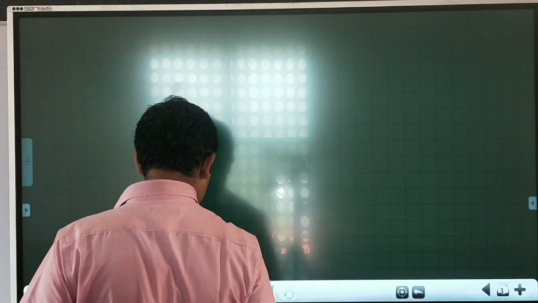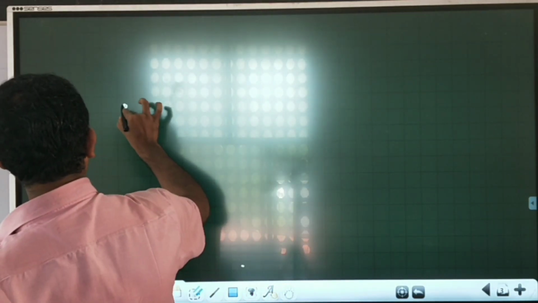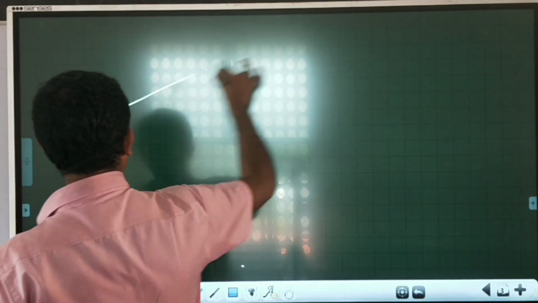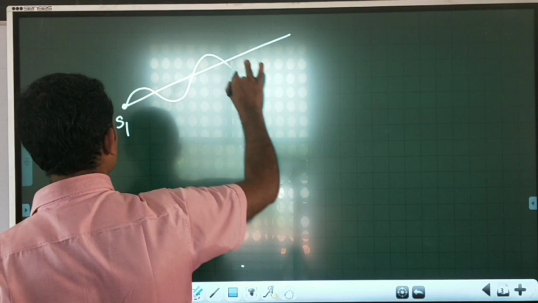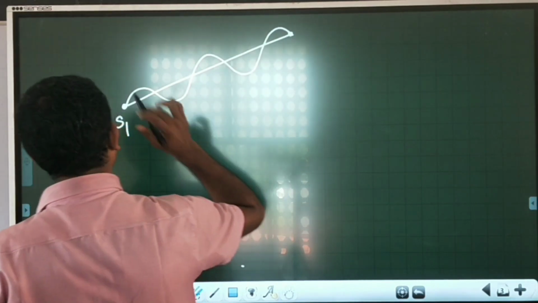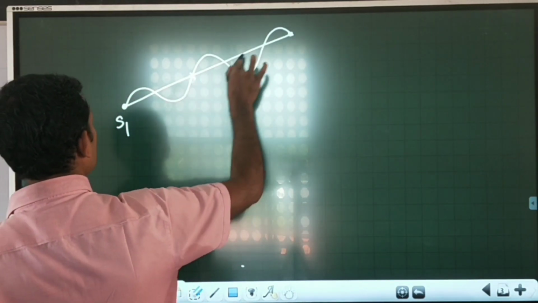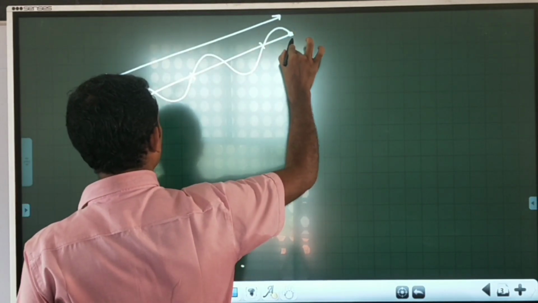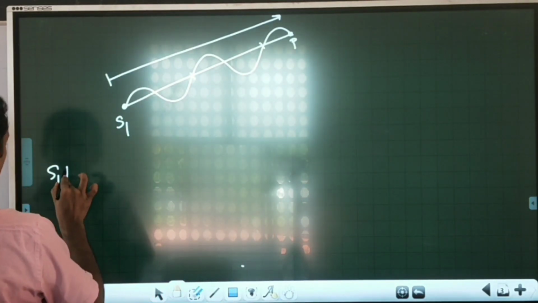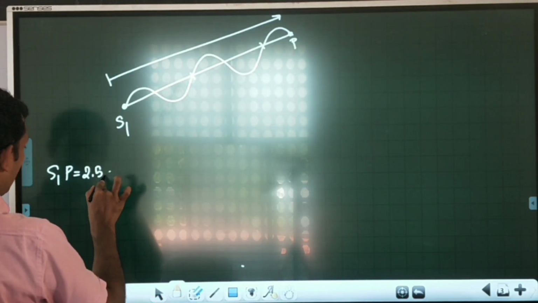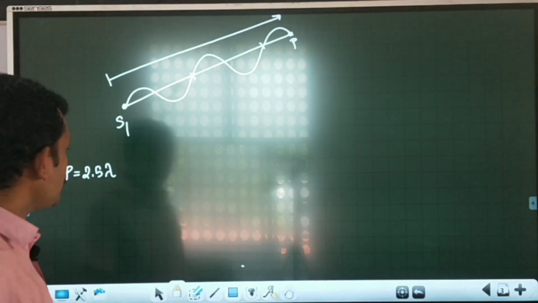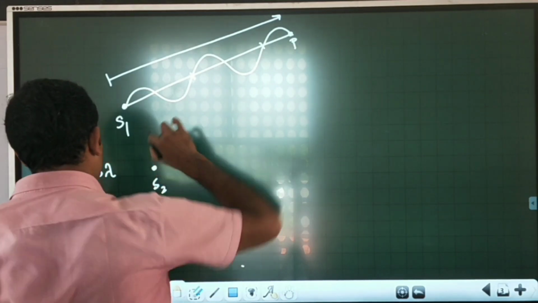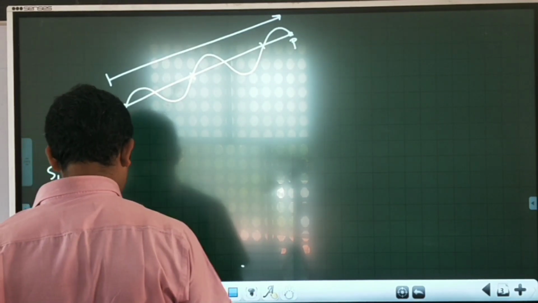Now, to understand this concept in more detail, let us consider light from a source. This is the source. The light from the source is traveling: lambda, 2 lambda, 2.5 lambda. The distance S1P is equal to 2.5 lambda. Now I have another source, S2. I will consider S2 somewhere below.